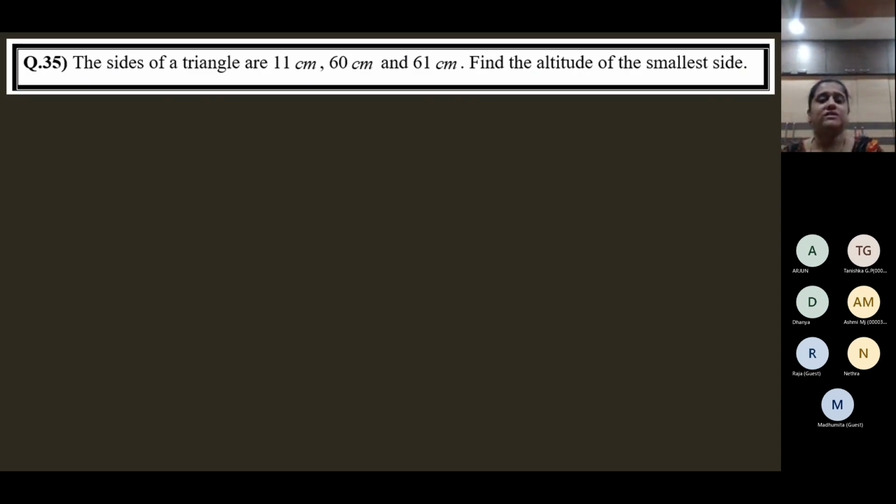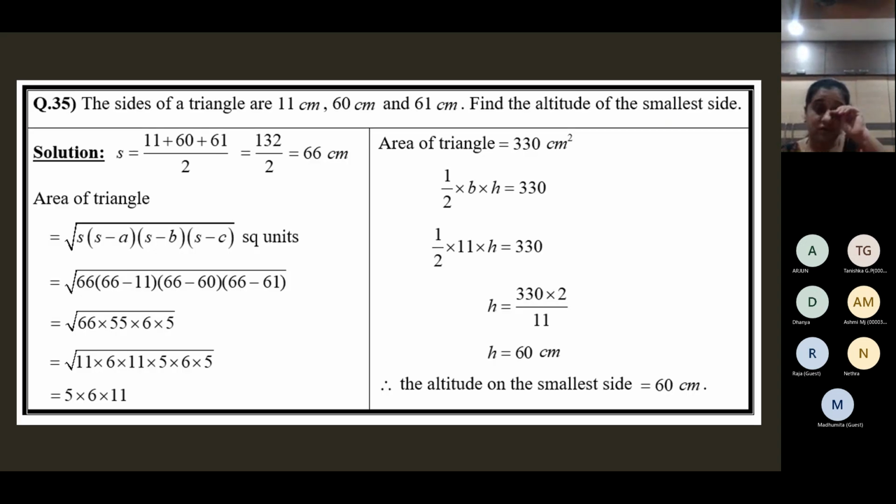So the sides of the triangle are given to you. Find the altitude on the smallest side. I think this is easy. We'll not do this. So find the area using Heron's formula, and you should find the altitude on the smallest side. So which is the smallest side? 11 centimeters. So you should take 11 as the base and find the corresponding altitude. You can take a screenshot if you want. You must find the area of the triangle. Okay, fine. You can work this yourself. Please do it now. Find the area of the triangle using Heron's formula, and then half base into height is equal to 330. Take the smallest side as the base, 11, and find the corresponding altitude.